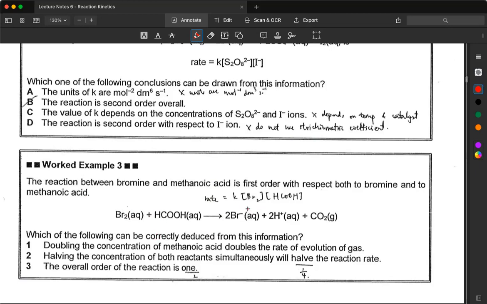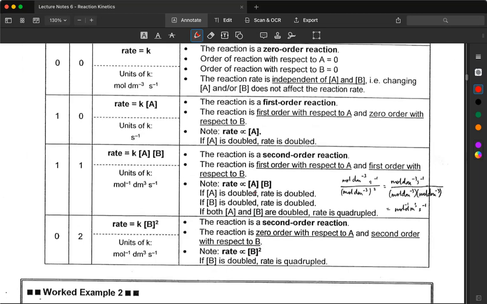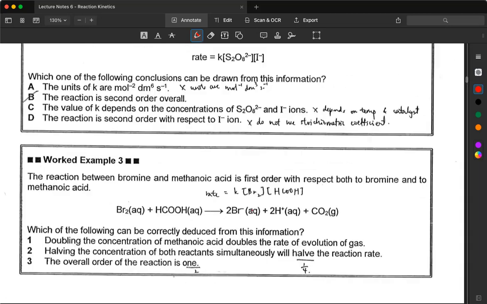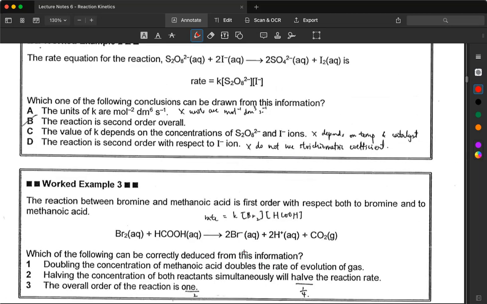If you double the concentration of methanoic acid, would it double this? If we base on this, yes, assuming that the Br2 concentration in statement 1 is kept constant. Because in the question, they already say first order here. I need to warn you, you cannot write this based on this alone. This has to be derived by experiment data.